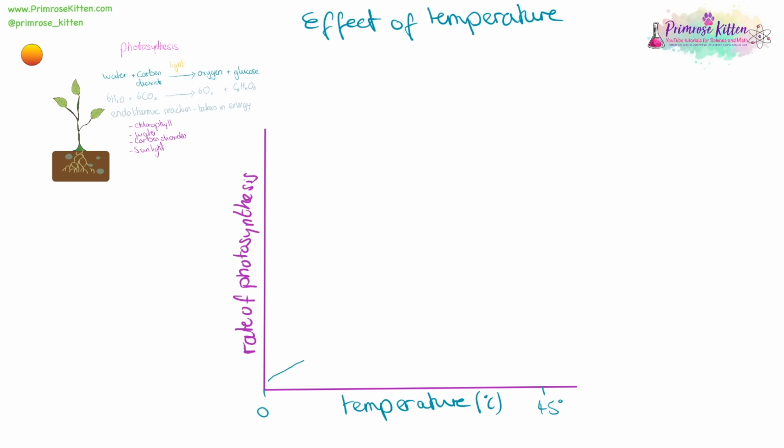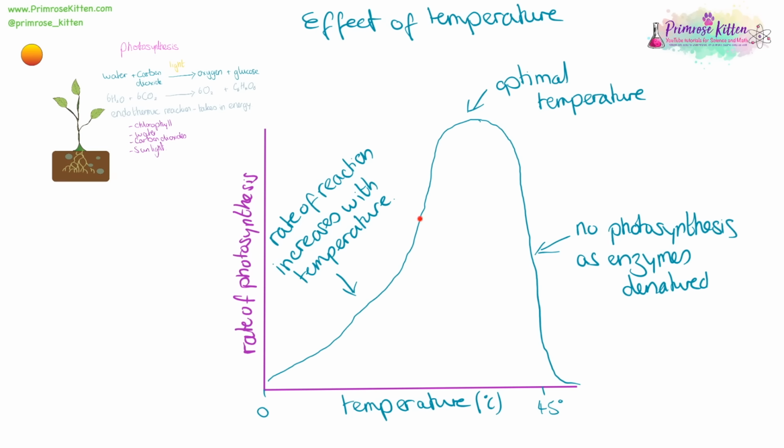When plants are very, very cold, everything acts very, very slowly. Not a lot happens. It slowly increases until a nice point where the enzymes are happy and there's lots and lots of photosynthesis going on, until it gets too hot and they start to be denatured, and then the rate will fall off very rapidly. So we have our rate of reaction increasing with temperature, our optimal temperature, and our enzymes getting denatured. It's really important that you remember that the enzymes are denatured. They are not killed, they are denatured.